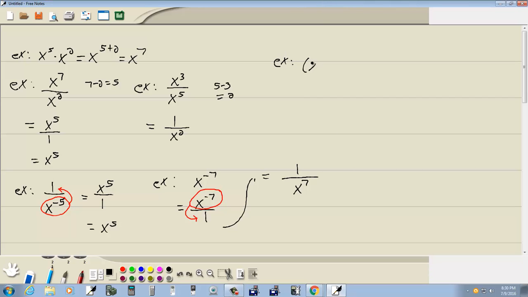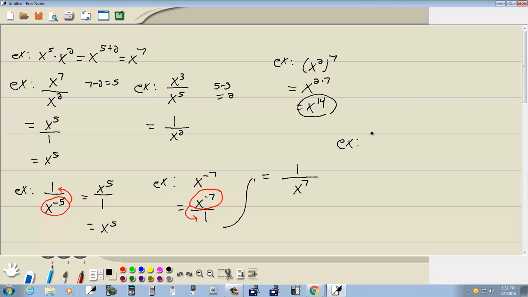And if we have an exponent raised to another exponent, you multiply the exponents together. So this will be x to the 2 times 7, or x to the 14th.